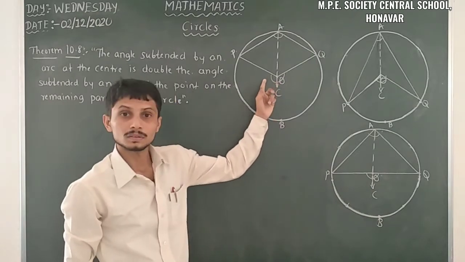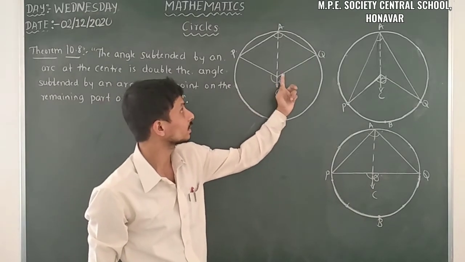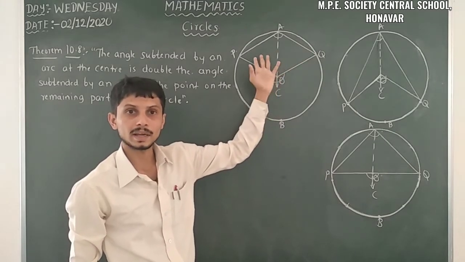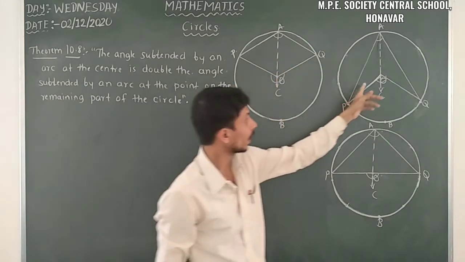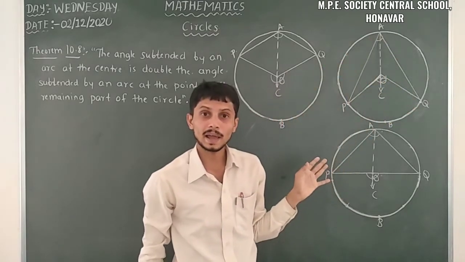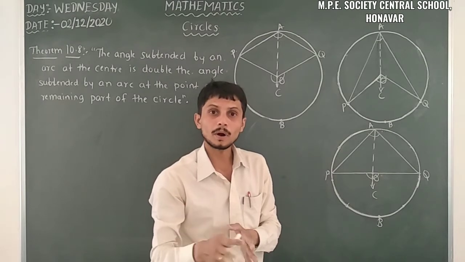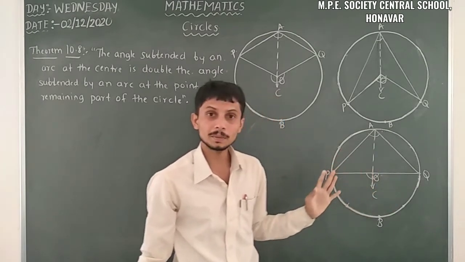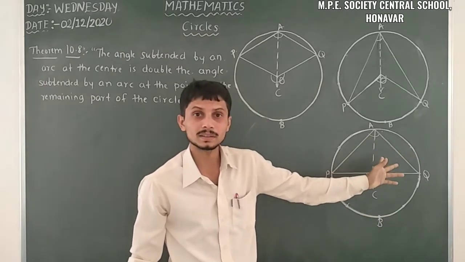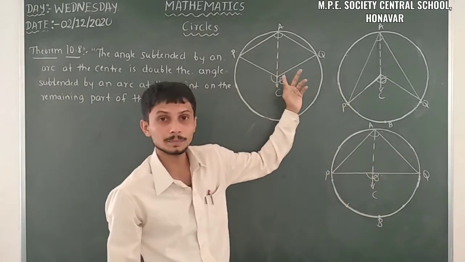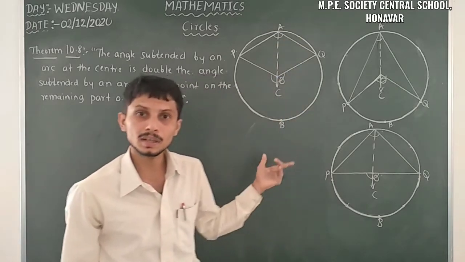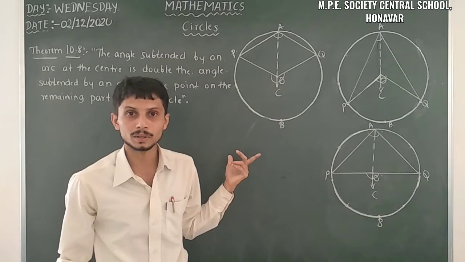So the angle subtended by an arc at the center is equal to 2 times the angle subtended by an arc at a point on the remaining part of the circle. Here it's the same: the angle subtended by an arc at the center is equal to double the angle subtended by an arc at the point. Here it is also the same. So here we have to prove. So let us prove that one.